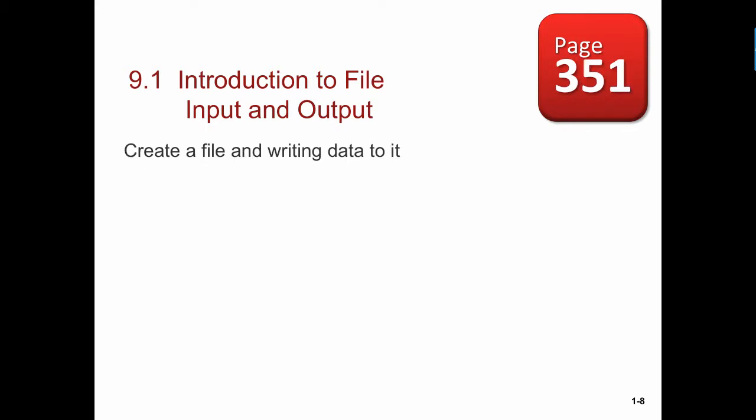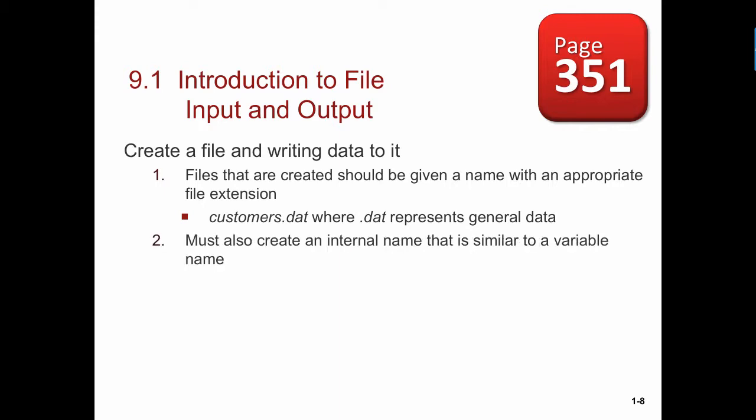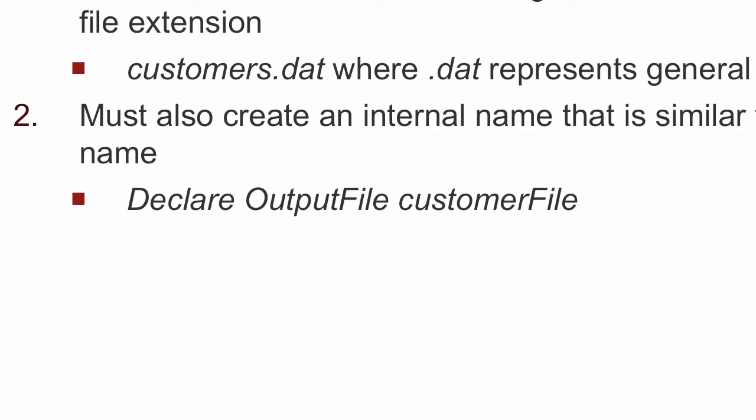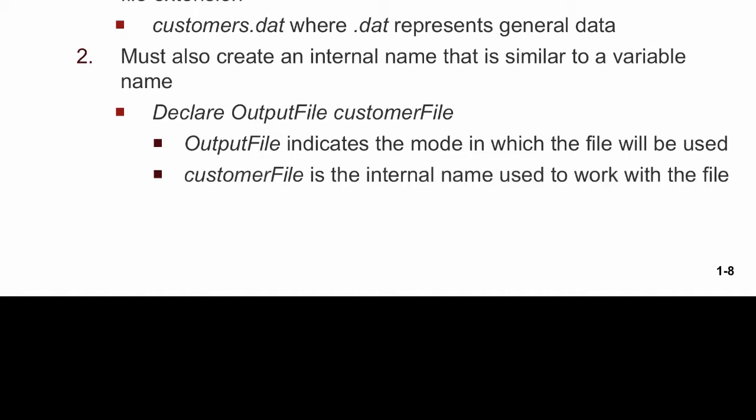We're going to create a file and write data to it. So number one, the file that is created should be given a name with an appropriate file extension. So we would call it something like customers.dat, where the .dat represents a general kind of data. Number two, we must also create an internal name that is similar to the variable name. So for example, we might declare output file based on customer file. So here's our customers.dat. And we're going to have that related to the internal name, where output file indicates the mode in which the file will be used. It's an output. And customer file is the internal name used to work with that file inside the program.